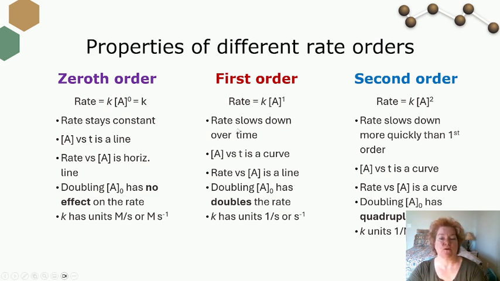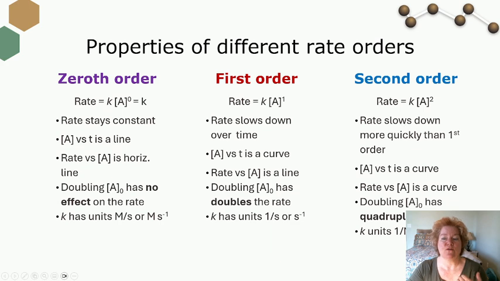If it's first order, again, the generic rate law would be rate is equal to K times the concentration of the reactant raised to the first power, or just K times the concentration of the reactant. The rate is going to slow down over time. Concentration versus time will be a curve, and the rate versus concentration will be a line. If I double the initial concentration of the reactant, it doubles the rate. And my K would have units of inverse seconds.